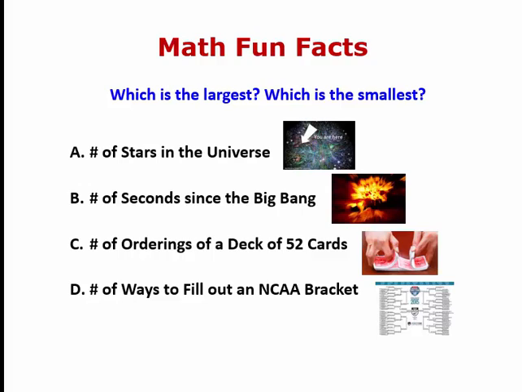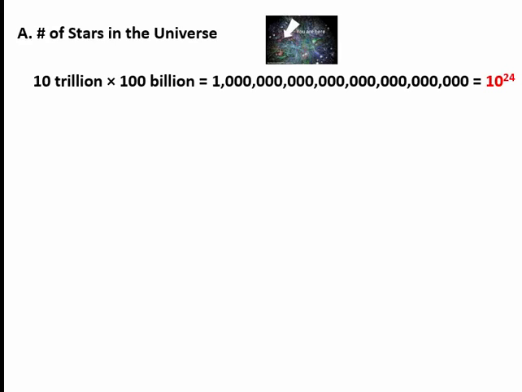Usually we use scientific notation to express and compare very large numbers. So let's put all our numbers into a power of 10. We'll start with A, the number of stars in the universe. Google says if you take a rough estimate of 10 trillion galaxies in the universe times the 100 billion average number of stars in a galaxy, you get this many stars in the universe. That is a 1 followed by 24 zeros, or 10 to the 24th.